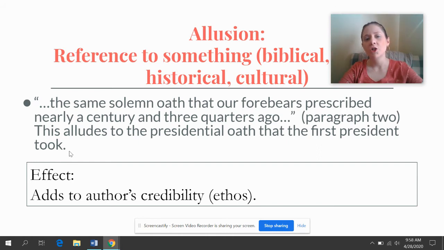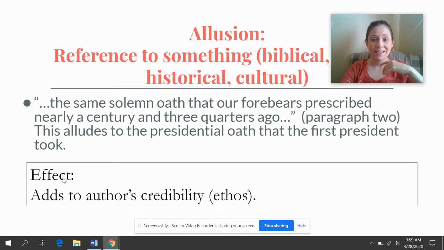When George Washington was elected president, his panel of people helped create, I don't know if that would be the Senate or the Congress, but they helped create the presidential oath. And so as JFK is about to take his oath for the first time, he has a historical allusion to when this happened the first time. This alludes to the presidential oath that the first president took. And I cited that. That's in paragraph 2.